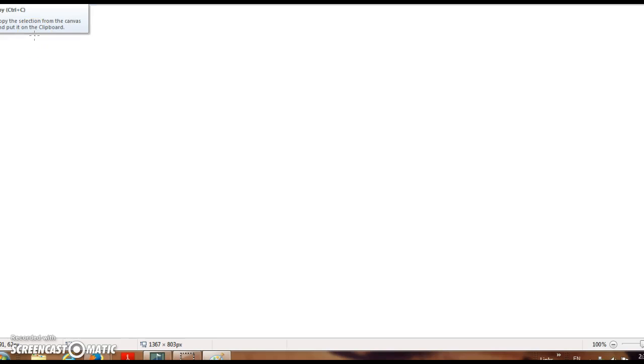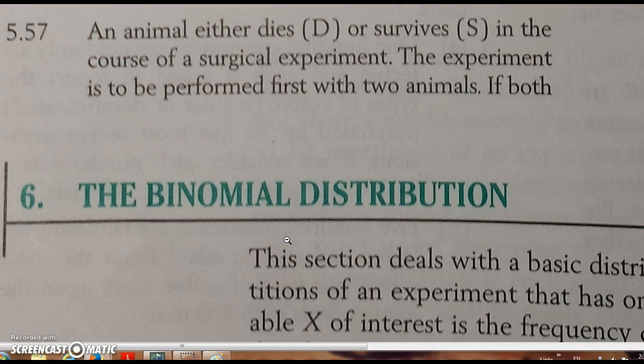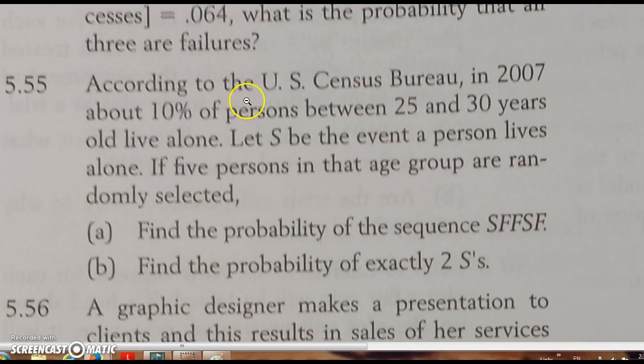In this video, we're going to look at examples similar to 5.55. So let's take a look at the problem. In 5.55, about 10% of persons between 25 and 30 years old live alone. Let S be the event a person lives alone.